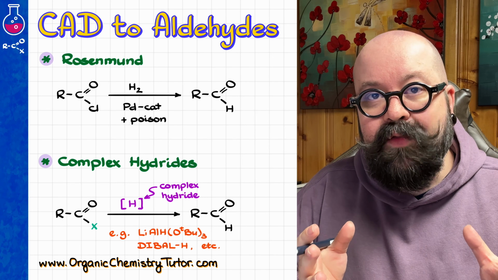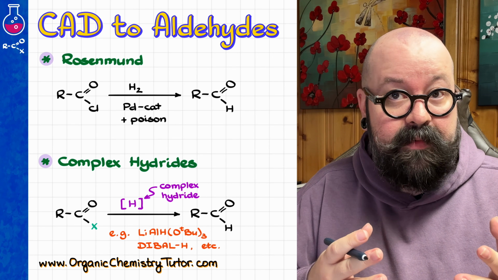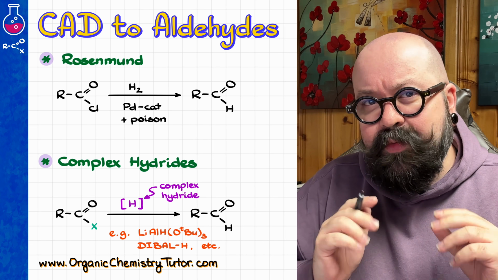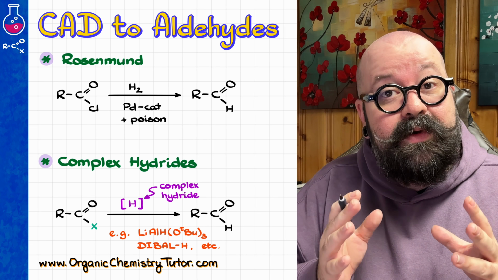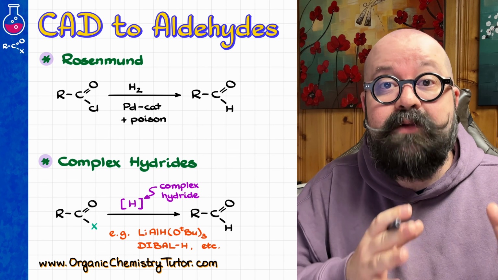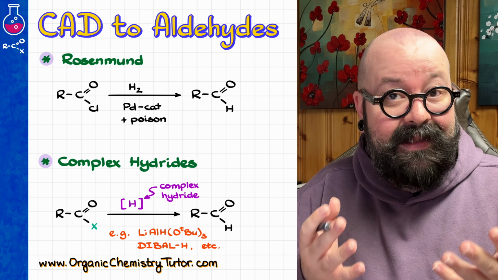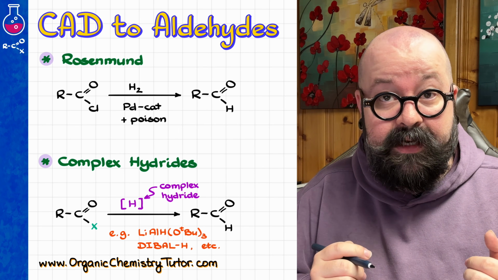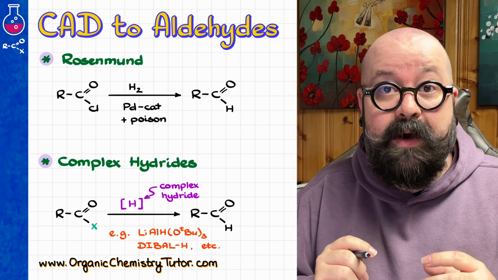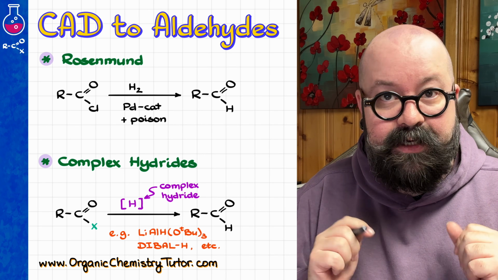When we are talking about the aldehyde synthesis, typically we are thinking about the oxidation of primary alcohols, but that's not always the most convenient method. So in this video I'm going to talk about the opposite way of making aldehydes by reducing carboxylic acid derivatives. We are going to talk about the classic methods such as Rosenmund reduction, and we're also going to talk about reduction of carboxylic acid derivatives with different complex hydrides.